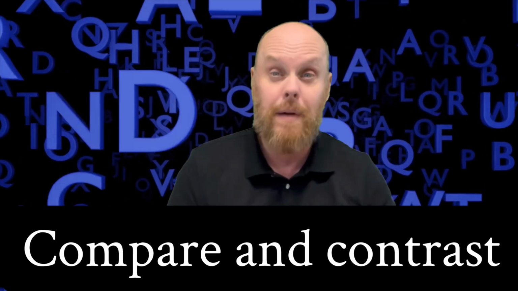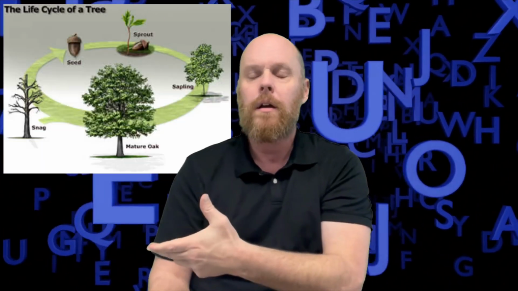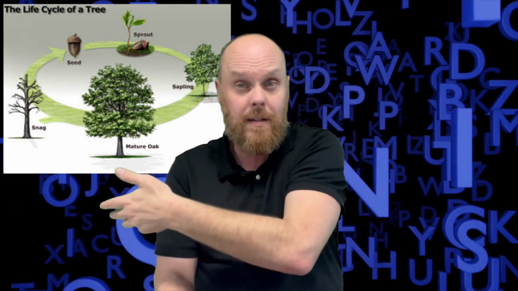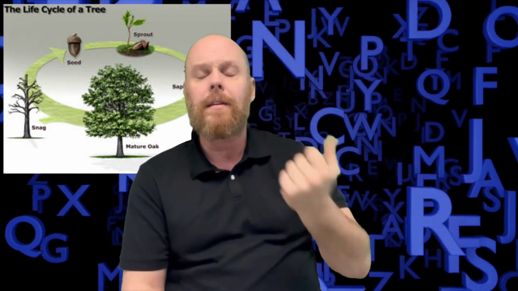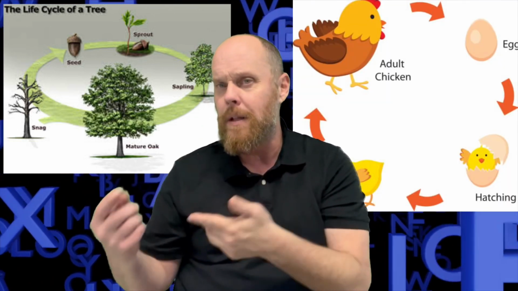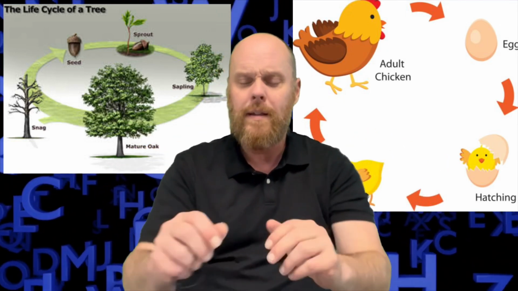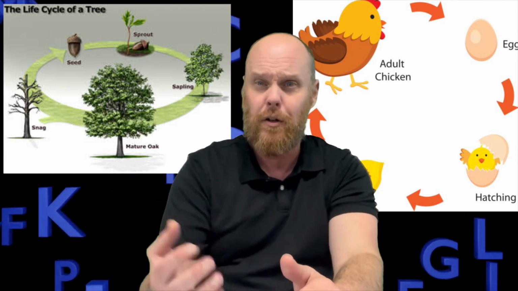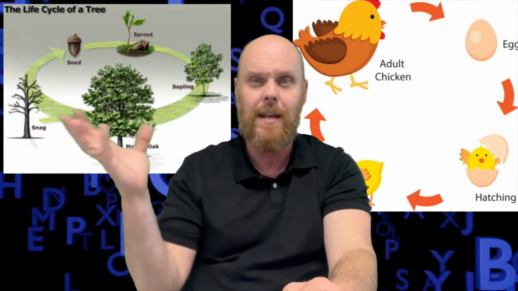Now, what I mean by this is this. Take a look at the life cycle of a tree. Okay? Starts off as a seed, goes to a sapling, a small tree, and big tree. And then take a look at the life cycle of a chicken. Are there any similarities? So when you look at these two life cycles, we can find what's the same and what's different. Now, you're saying to yourself, Mr. Sargent, chickens lay eggs, trees have seeds.